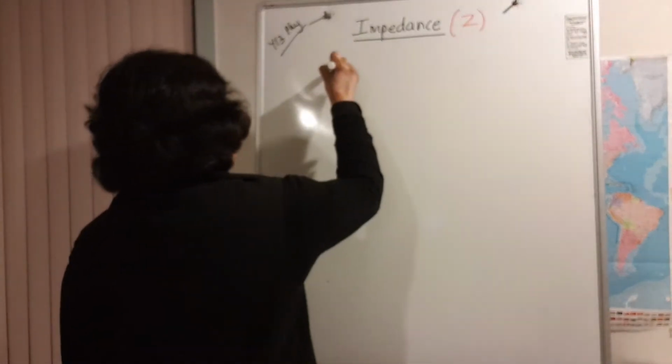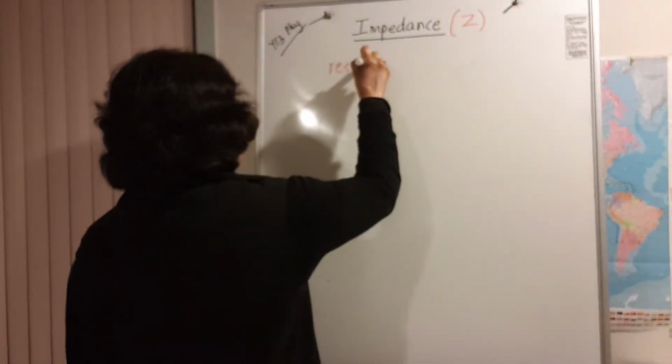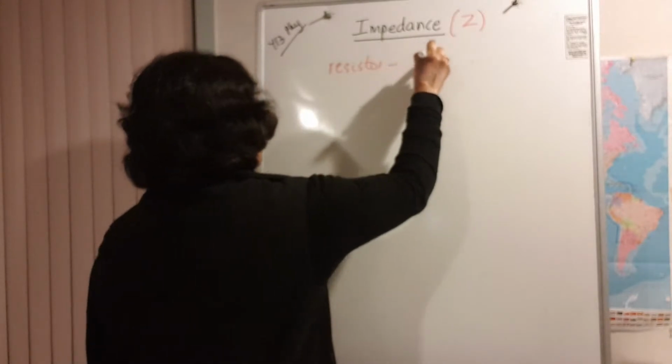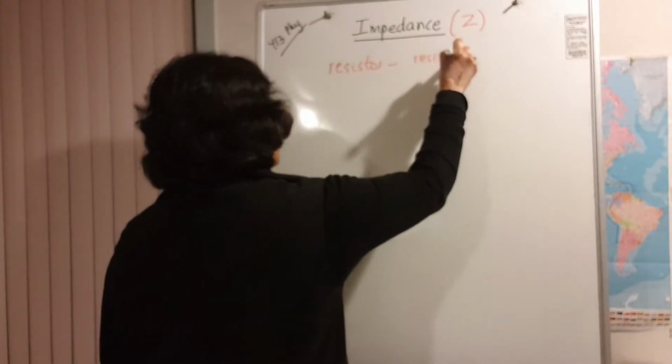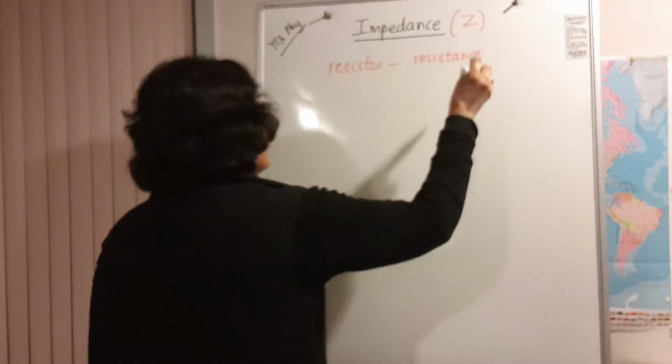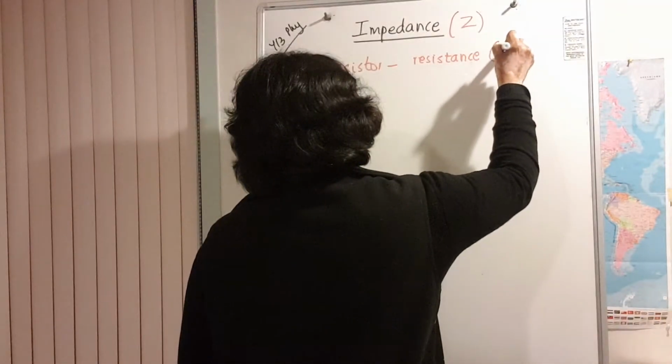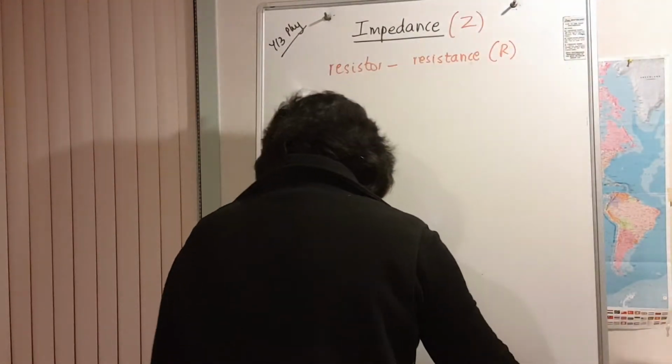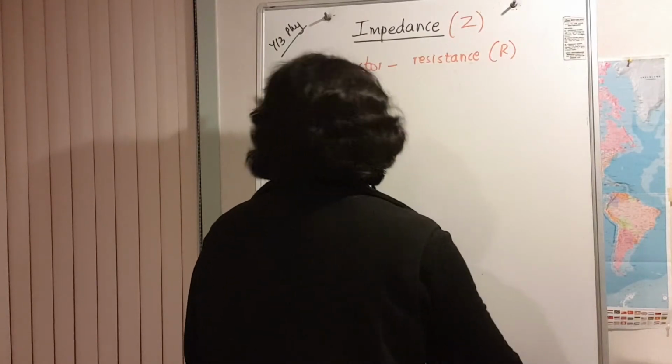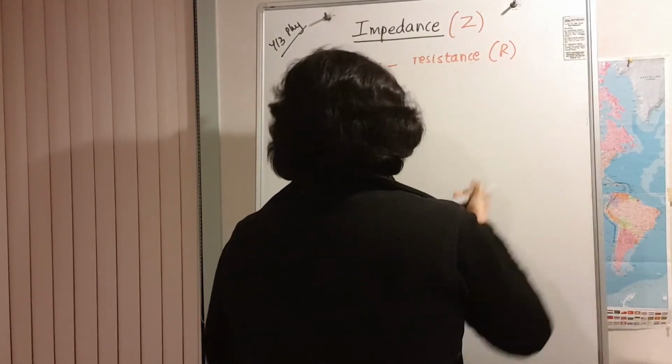Now, when you're talking about just a resistor in the circuit, the impedance of a resistor is called resistance. And so for a resistor in a circuit, the current limiting effect of a resistor is called resistance, and the symbol for resistance is R, and resistance is measured in ohms.